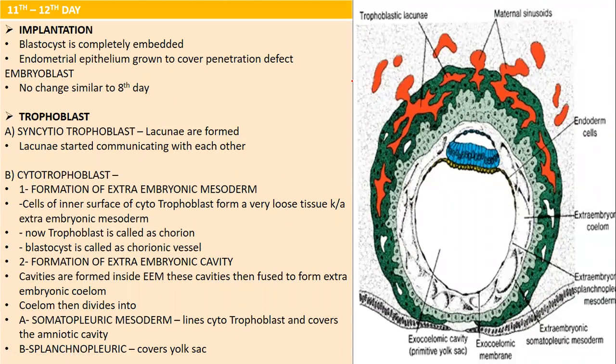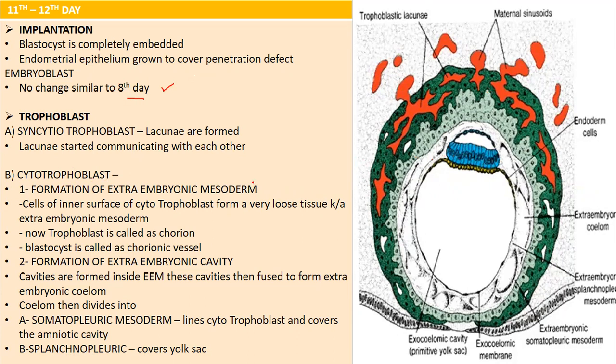Implantation from the 11th to the 12th day. The blastocyst is completely embedded by the 12th day, as we have already seen. The endometrial lining grows to cover the penetration defect, so the penetration defect is completely closed. The embryoblast is similar to the 8th day. In the trophoblast, lacunae form and the lacunae start communicating with each other. In the cytotrophoblast, there is formation of extraembryonic mesoderm.